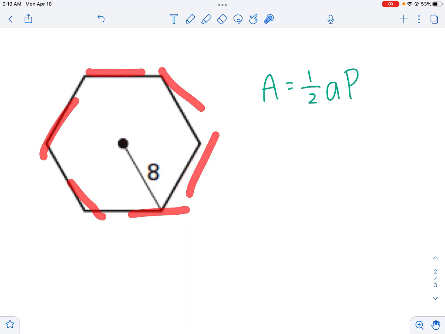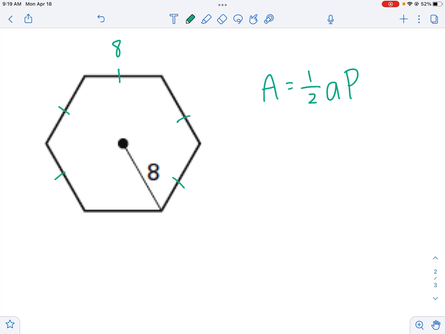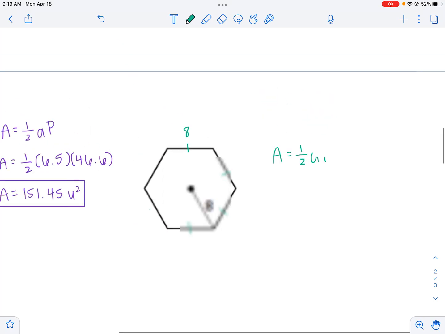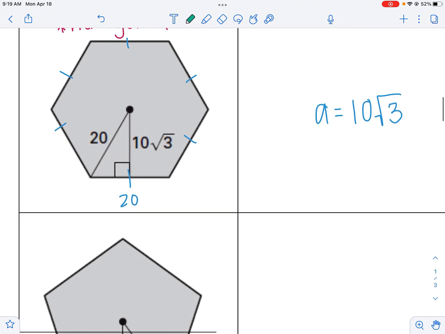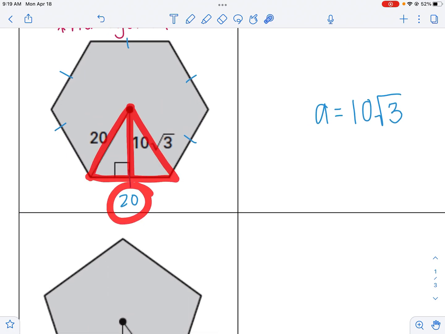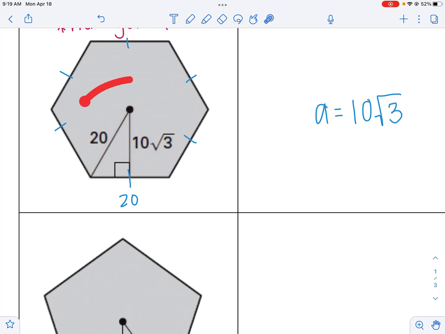But we do know that this is a hexagon, and remember that if it's a hexagon, whatever this radius is, that's what our side is as well. So all of our sides are going to be 8, so that's going to help me find the perimeter. Now let's go back and look for a pattern on this previous one. If you notice, we had 20, 20, 20, and then half of 20 would be 10 root 3, and that's because with all these equilateral triangles, whenever we cut them in half, we end up with 30-60-90s.